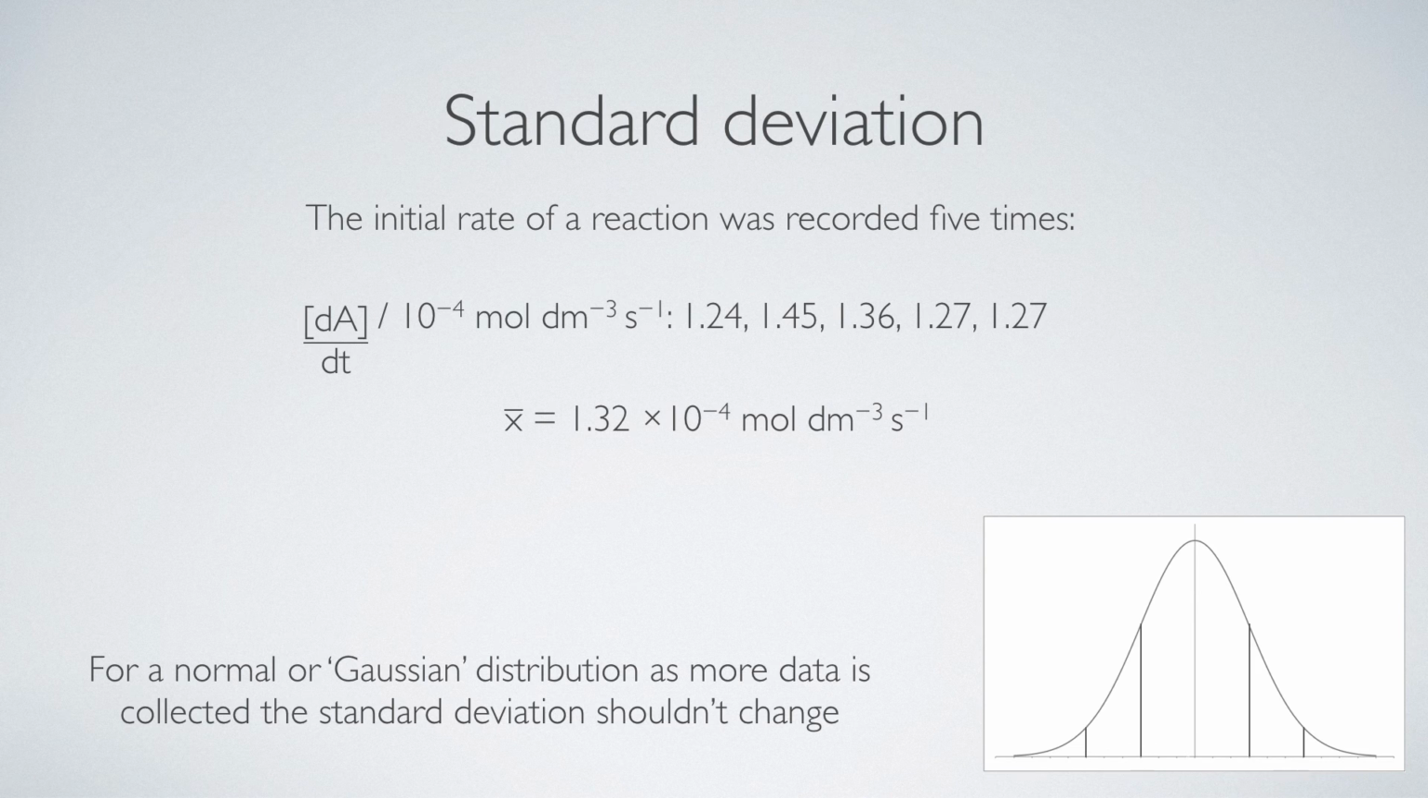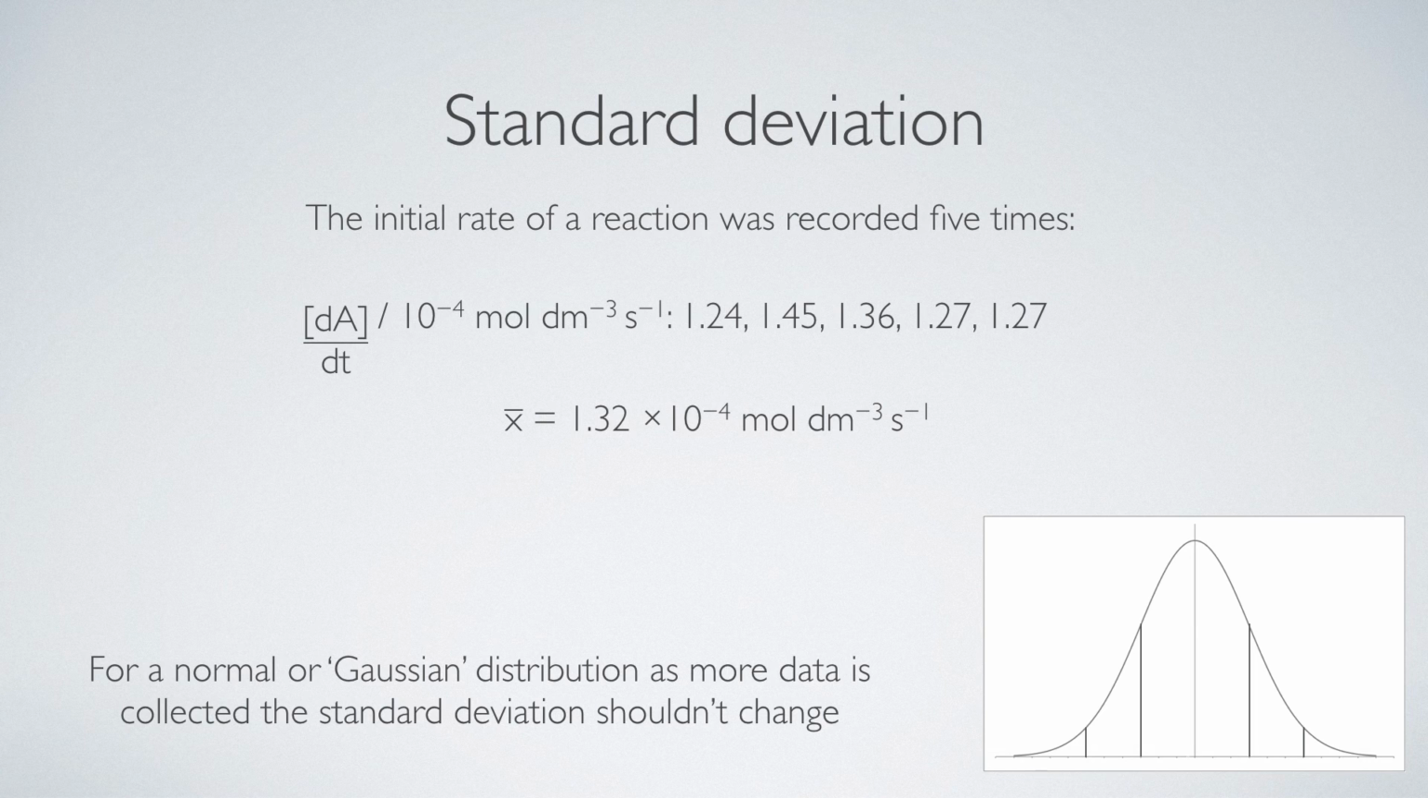We can see that within one standard deviation of the mean, about 66% of my data lies. Two standard deviations covers just over 95%. I expect to find an equal distribution of data above and below my mean value. And I do not expect this standard deviation to change no matter how much data I collect.